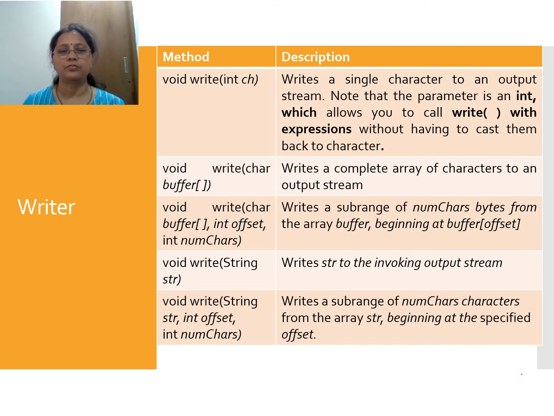specified. The fourth write method takes a string as parameter and it writes this string to the invoking output stream. The last write method writes a subrange of number of characters from the specified offset from the string. So the Writer class thus defines streaming character output.